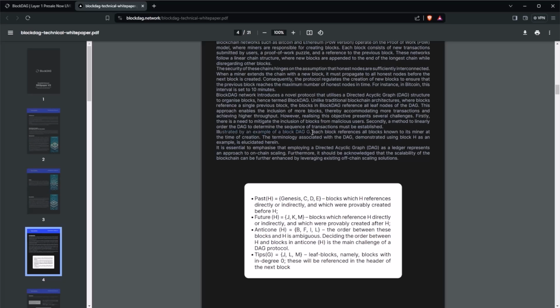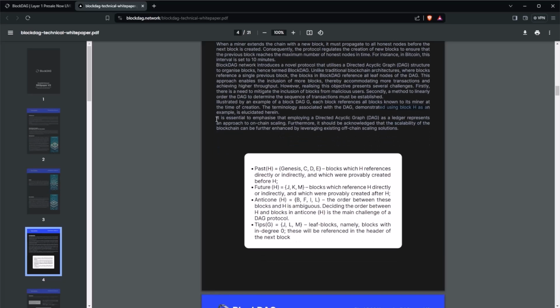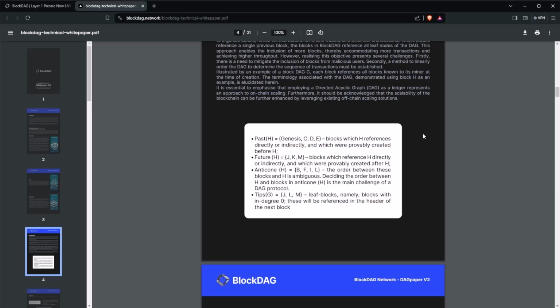And we have an example here of a BlockDAG G. Each block references all the blocks of its nearest miner at the time of creation. The terminology associated with the DAG, demonstrated using this BlockDAG as an example, is elucidated herein. It's essential to emphasize that the employment of a DAG as a ledger represents an approach to on-chain scaling. Furthermore, it's acknowledged that the scalability of the blockchain can be further enhanced by leveraging existing off-chain scaling solutions.